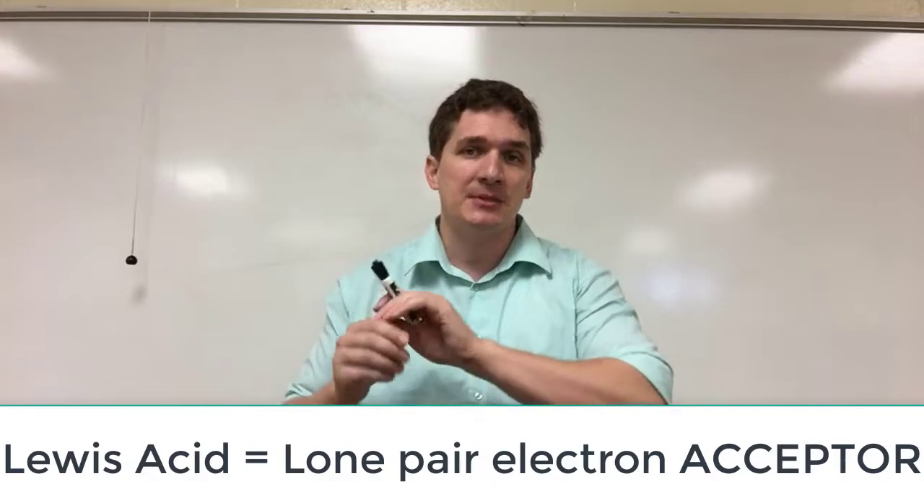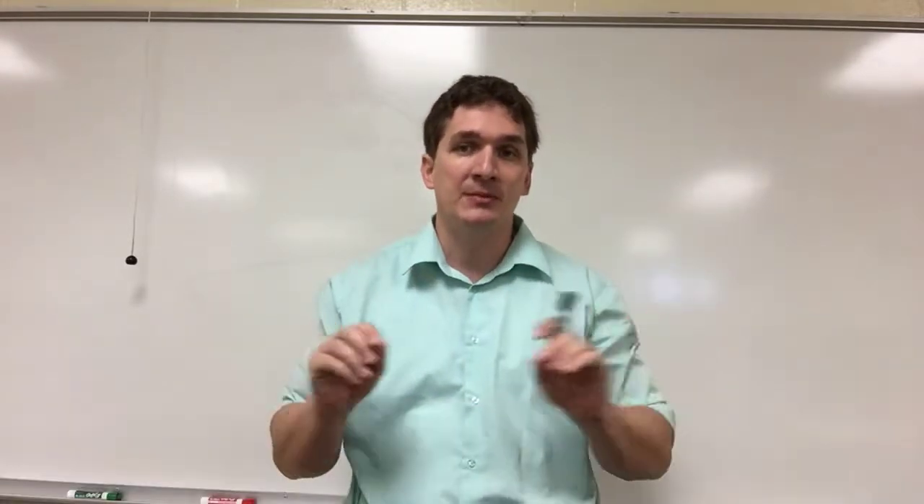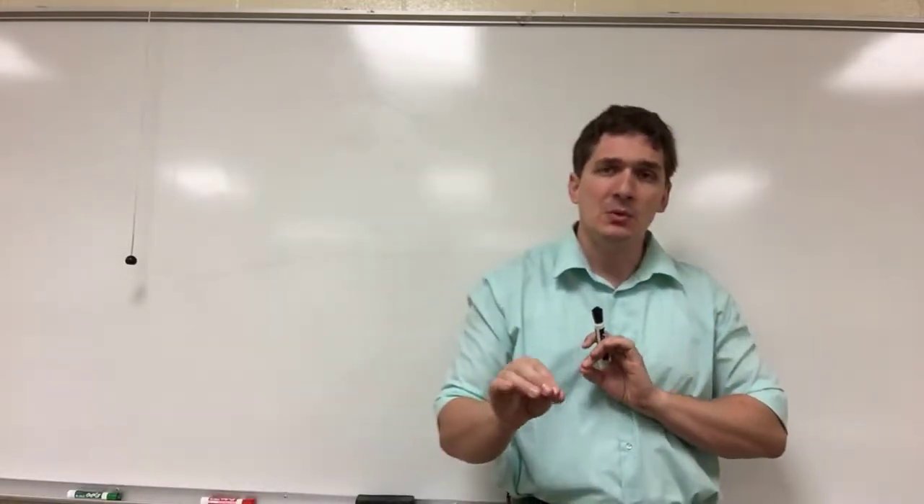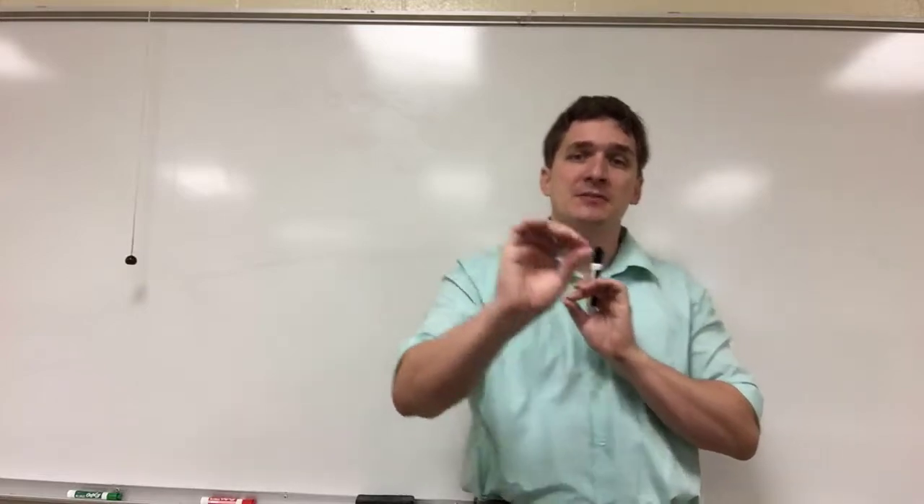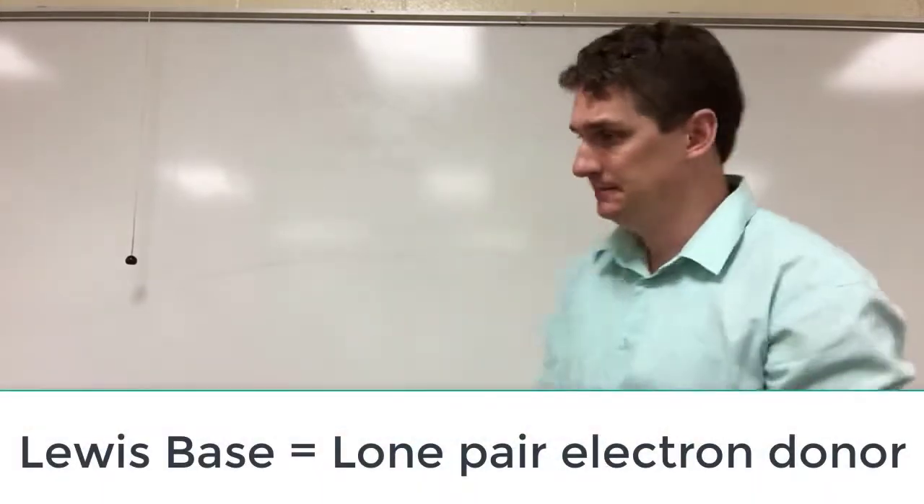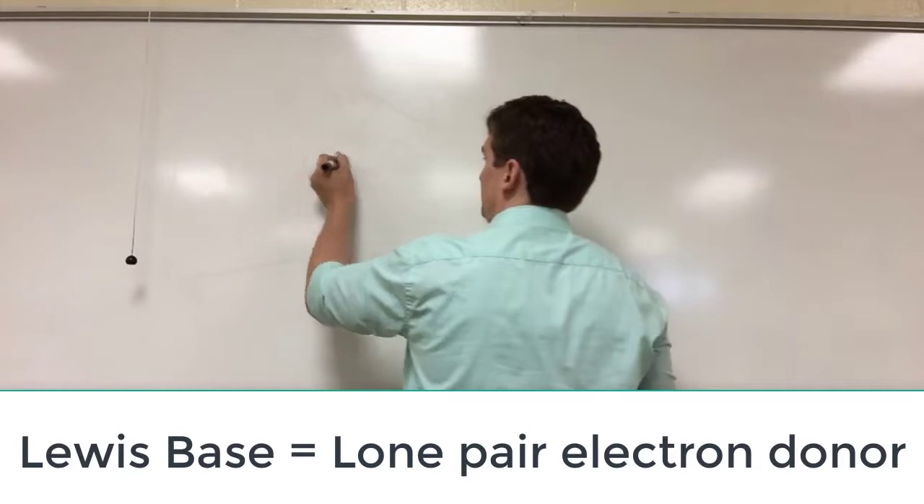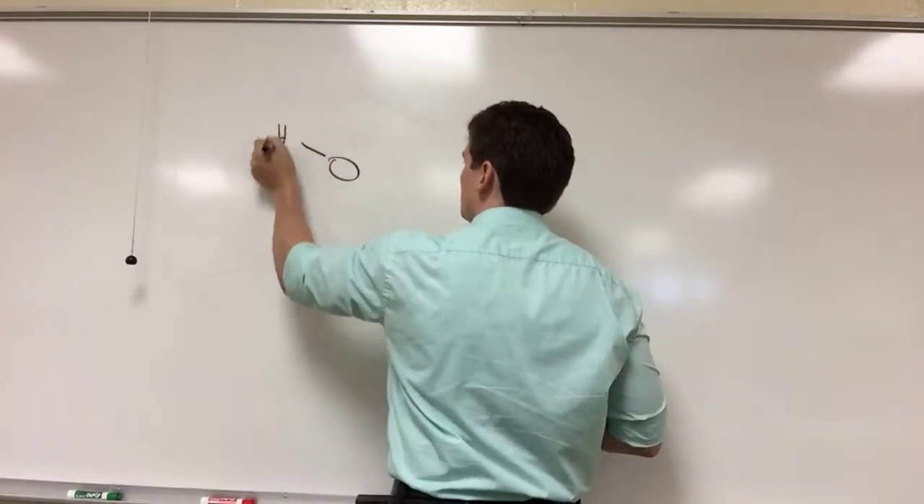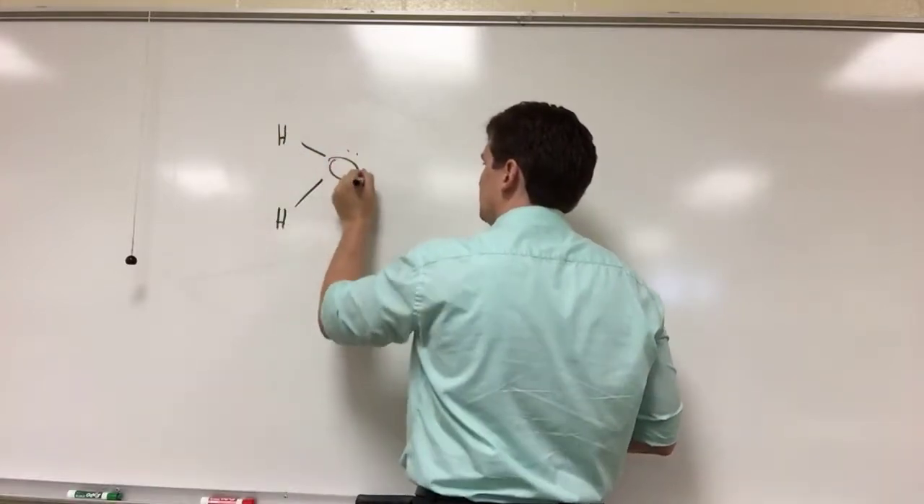So what it does is accept 2 electrons from a lone pair on an atom to form a bond. Whereas a Lewis base is something that gives off 2 of its lone pair electrons to form a bond. So, an example of this you're probably already sort of familiar with.